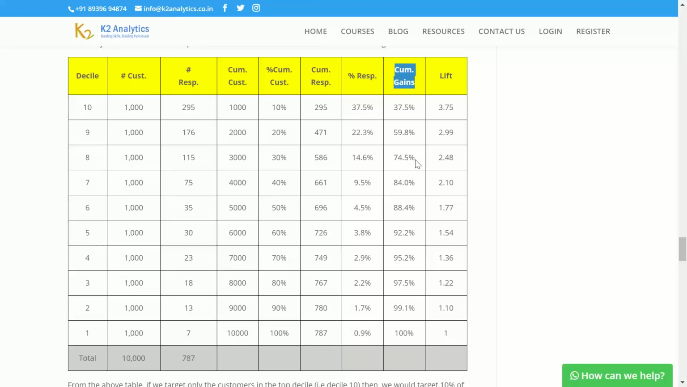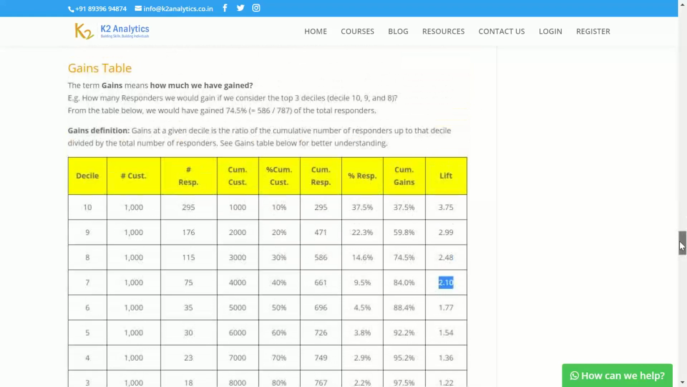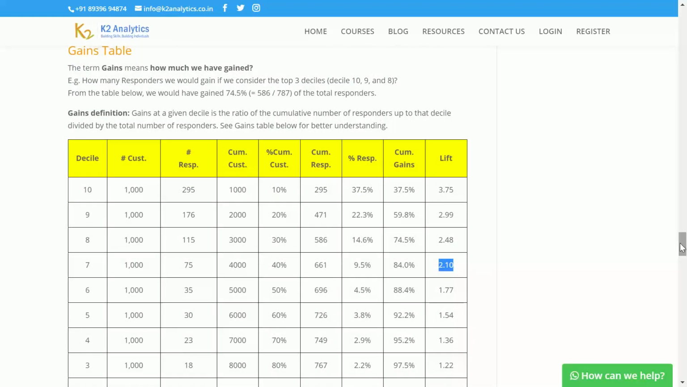You divide the cumulative gains by the percentage sample being targeted. So when I target the top 3 deciles, I'm targeting 30 percent of the population. So simply divide 74.5 by 30 percent, and you will get the lift number 2.48. Simply divide 84 by 40 percent, because I'm taking the top 4 deciles, and I'll get the number 2.1. This is the lift. Cumulative gains and lift are both explained.